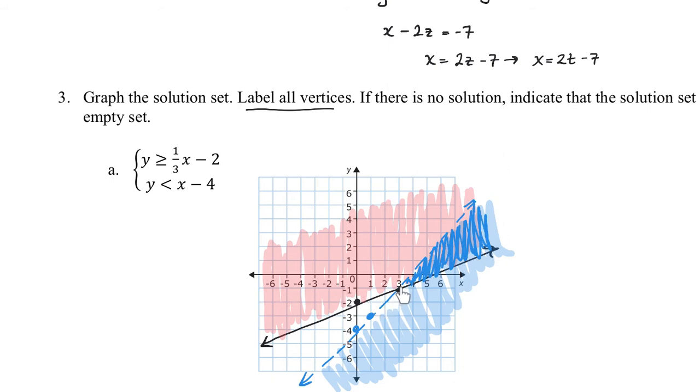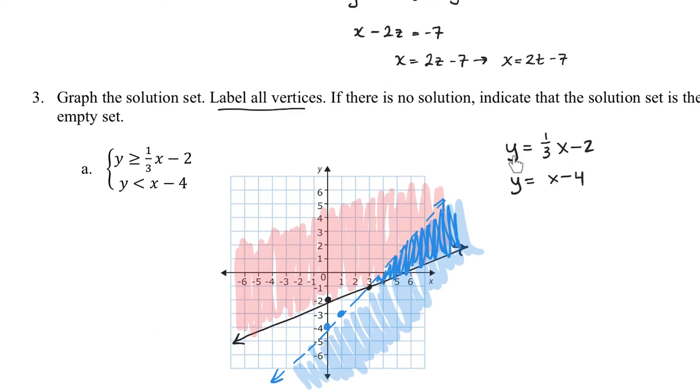And the way that we find the intersection point of two graphs is to solve a system of equations. So we're going to take the original system of inequalities and turn them into equations. y equals 1/3 x minus 2, y equals x minus 4. We're going to solve this using substitution. So if y is equal to 1/3 x minus 2, that also means that this y is equal to 1/3 x minus 2. So we're going to make a substitution of this expression right here. So we have 1/3 x minus 2 equals x minus 4.